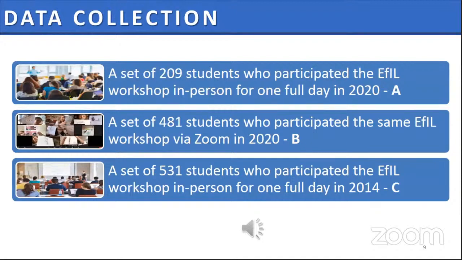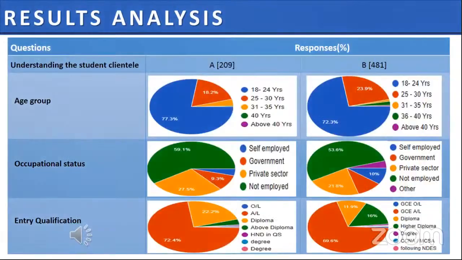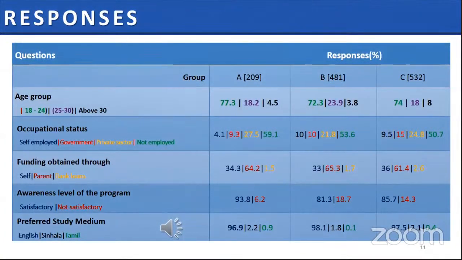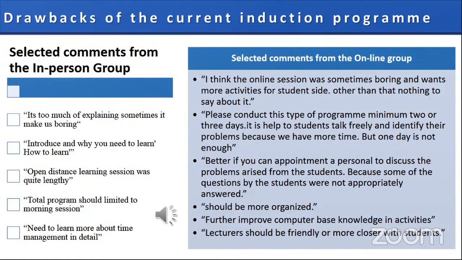Next, I am going to present you the collected data of the Faculty of Engineering over the past years. Here we are presenting only a few of the questions to understand the students' clientele. This data highlighted that the majority of students are a young crowd, not employed, and most of the students have passed advanced level as entry qualification. The few summarized responses are tabulated here, and we have selected a few highlighted responses from each group. Here you can see some of the selected comments that we have obtained from the group discussions.